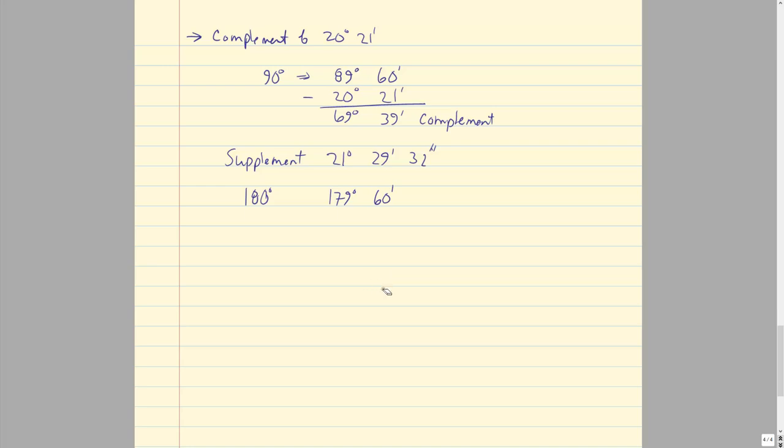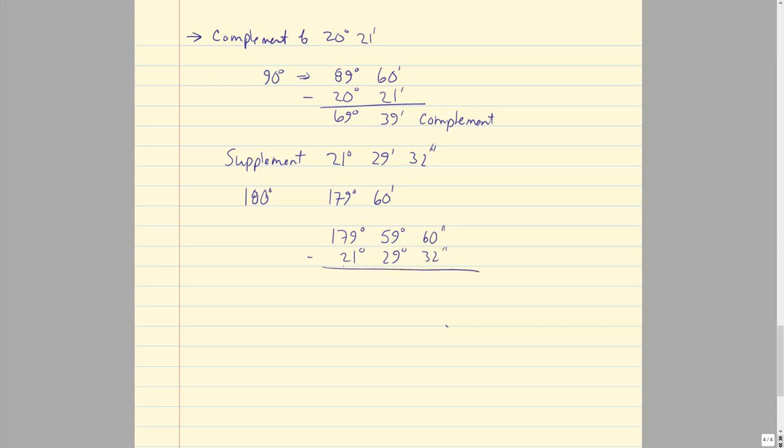But the problem is we need seconds here as well. So in order to create our seconds, we need to break it down one more level. 179 degrees, 59 minutes. So we need to take one of those minutes and convert it to seconds. And now we're ready to subtract. So I'd have minus 21 degrees, 29 minutes, and 32 seconds.